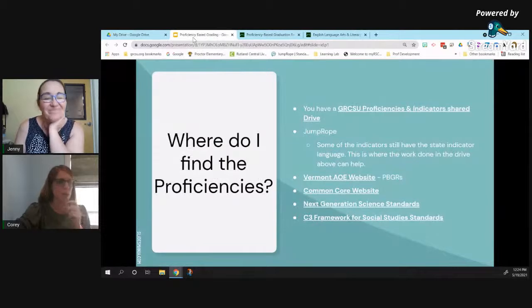So a lot of terminology. You can go to the NGSS for your science standards, and you can go to the C3 for your social studies or global citizenship standards. So those are all really great documents to check out.